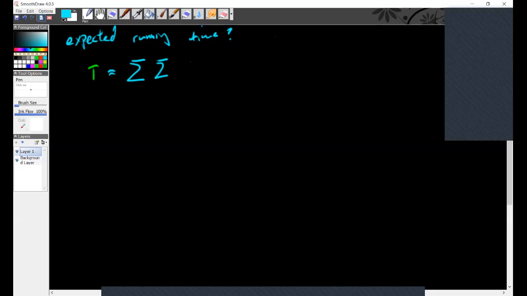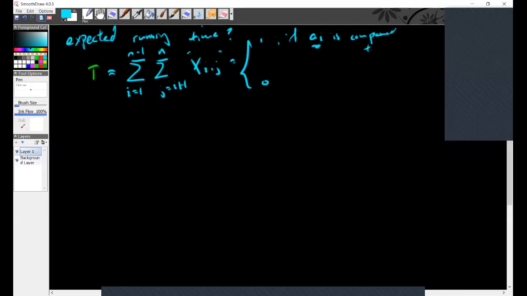So here's how I'm going to write the summation. I know it looks pretty scary, but let me write it down first, and then I'll explain what it does. J equals I plus 1, and X_ij. Now this guy here is going to be an indicator random variable that says 1 if A_i is compared to A_j, 0 otherwise. Let me explain what this is in a minute. This is not what you think it is.